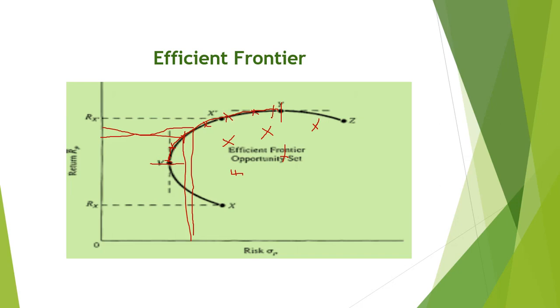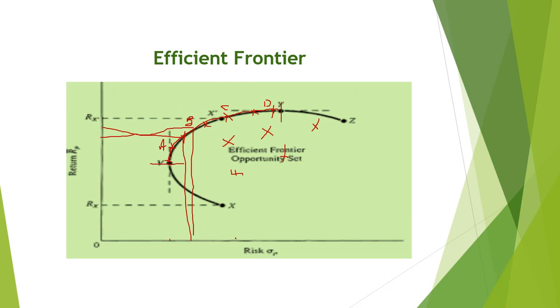All points, whether we call them A, B, C or D, are equal, because over here we are minimizing the risk for a given level of return, or for a given level of risk we are maximizing the return. If the risk is more, then the return is also more. At point D the risk is more but the return is also more. That means there is a positive relationship between risk and return.